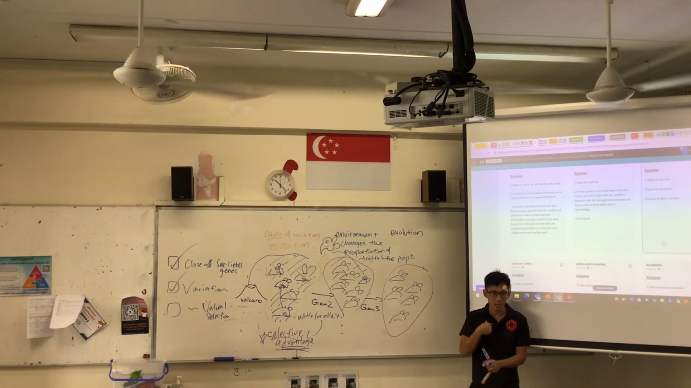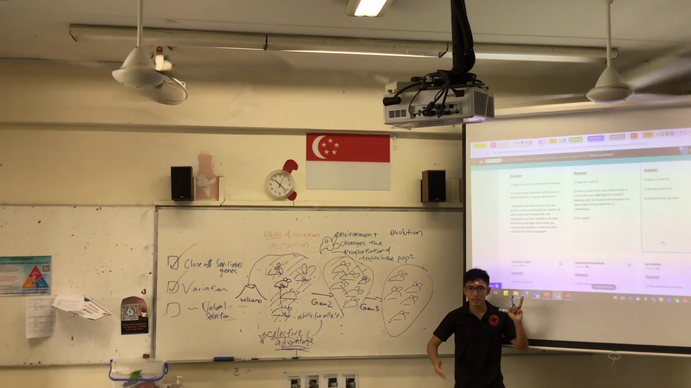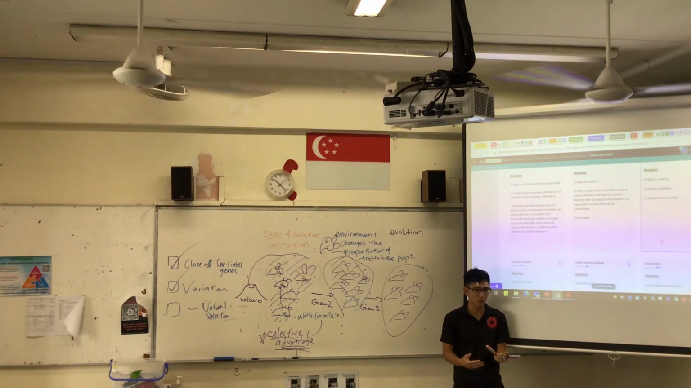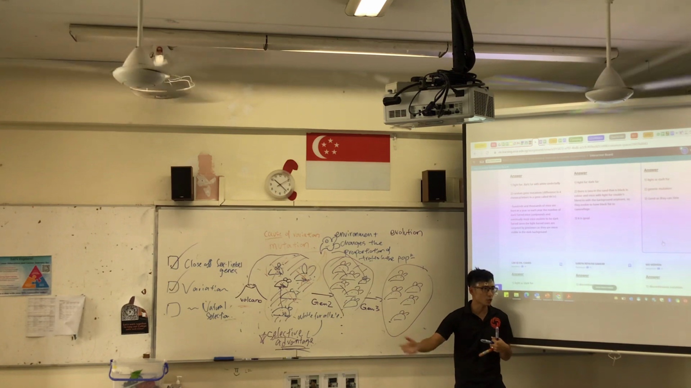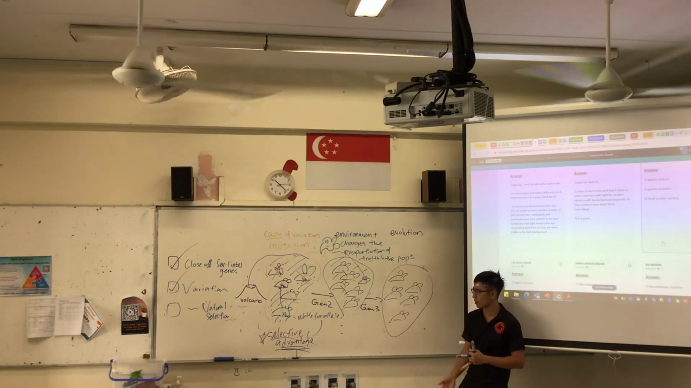Therefore, the image of the monkey becoming a human doesn't make sense. Monkeys cannot become humans in one generation. It requires many, many generations for an ancestor that looked like a monkey to evolve to its current state.